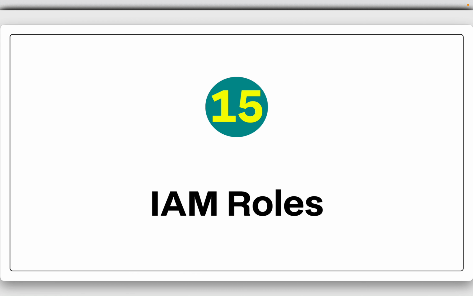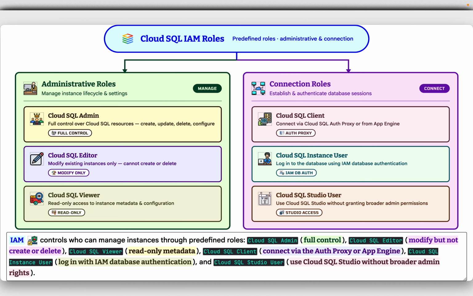15th topic is IAM roles. IAM controls who can manage instances through predefined roles. First one, Cloud SQL Admin, full control. Cloud SQL Editor, modify but not create or delete. Next one, Cloud SQL Viewer, read only metadata. Cloud SQL Client, connect via the Auth Proxy or App Engine. Cloud SQL Instance User, login with IAM database authentication. And Cloud SQL Studio User, use Cloud SQL Studio without broader admin rights.